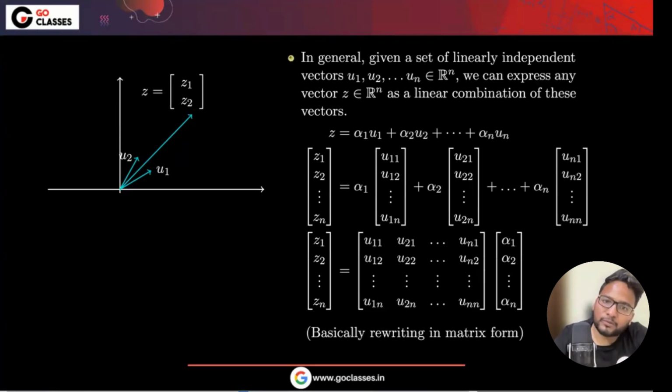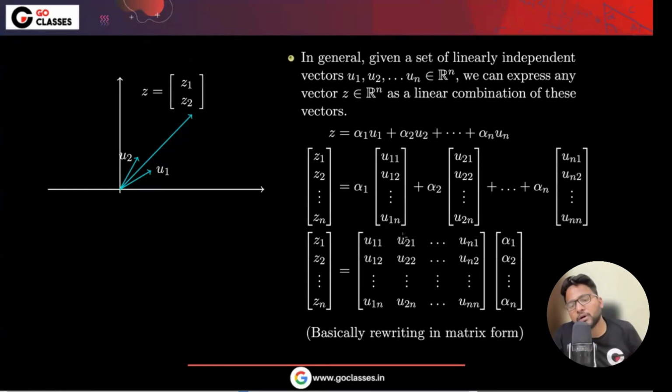So ultimately, let's suppose we were interested in finding the coordinates of z in this new basis, the basis of u1 to un. Which means we are interested in finding out this alpha 1 to alpha n. So if you want to find alpha 1 to alpha n, what is the idea? Maybe you can do the Gauss elimination, or maybe you can find the inverse of this matrix.